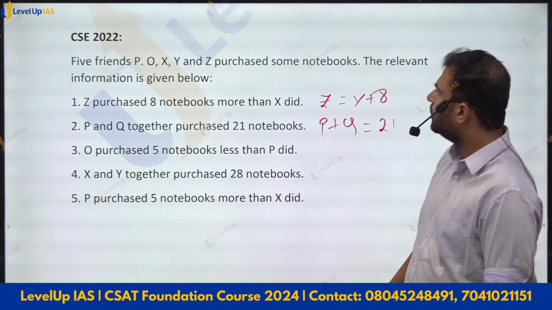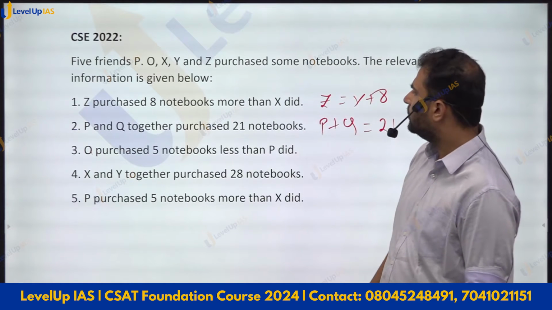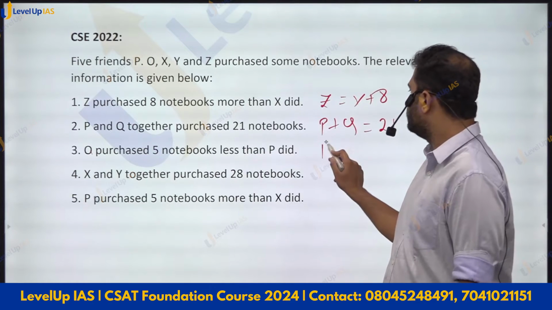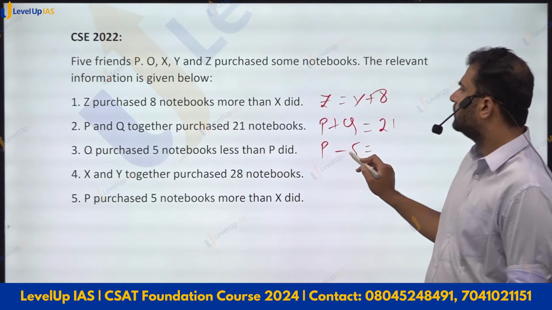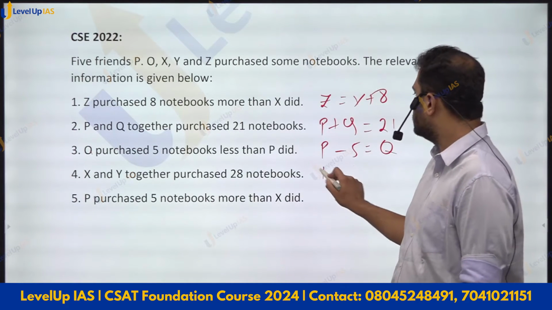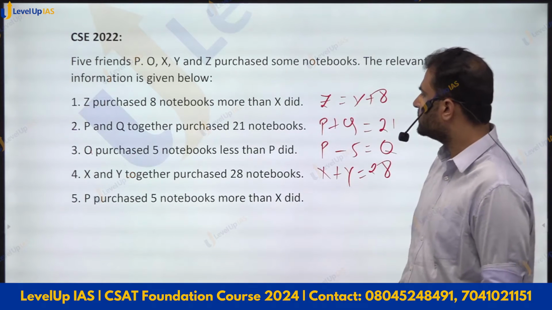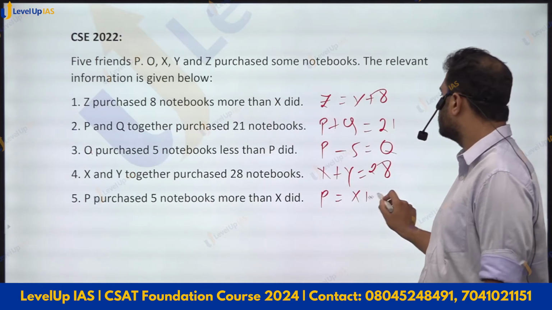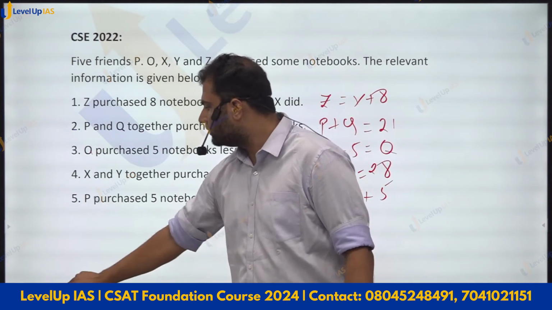Here, I think that is Q, not O. Q purchased 5 notebooks less than P. So P minus 5 is equal to Q. Here X and Y together purchased 28. So X plus Y is equal to 28. And P purchased 5 notebooks more than X. So P is equal to X plus 5. So we have 5 equations, 5 unknowns. It can definitely be solved. Let us see what the question is.